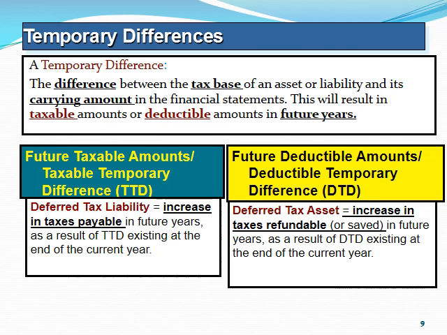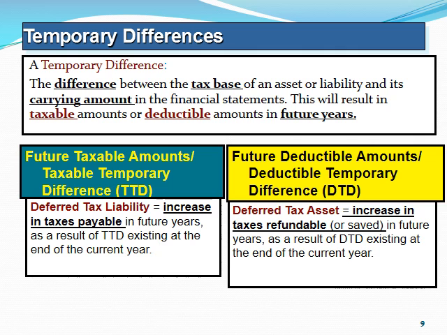So our focus is on temporary differences. A temporary difference is the difference between the tax base of an asset or liability and its carrying amount in the financial statements. The difference between these two bases will result in taxable amounts or deductible amounts in future years. There are two types of temporary differences.